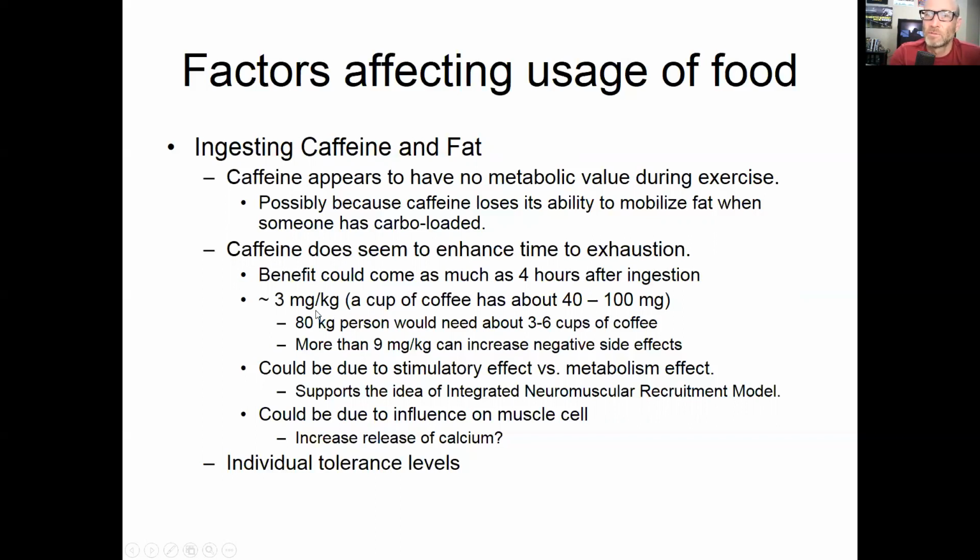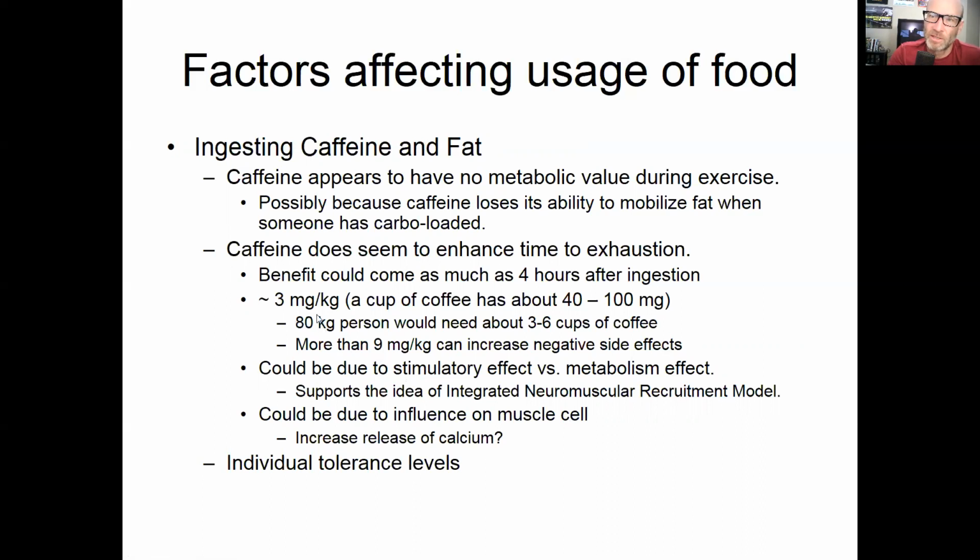How much caffeine? About 3 milligrams per kilogram. A cup of coffee is about 40 to 100 milligrams, so that's 3 to 6 cups of coffee. You need to be taking in quite a bit of caffeine. More than 9 milligrams can have negative side effects, from increasing urination to shaking, having that edge of too much caffeine, too much stimulation.